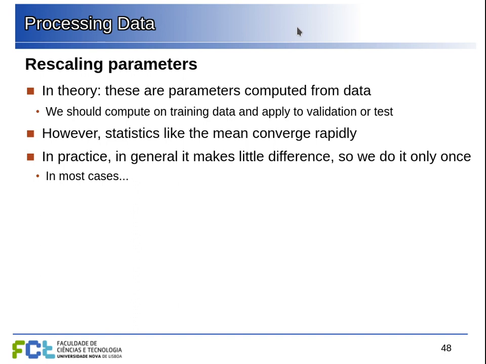So in practice, it's often not worth the bother of doing standardization, for example, for the different training sets used in cross-validation, and then doing it on the whole training set and applying to the test set and so on. It's often a lot simpler to just do it once and then split the sets and do the rest of the computation.